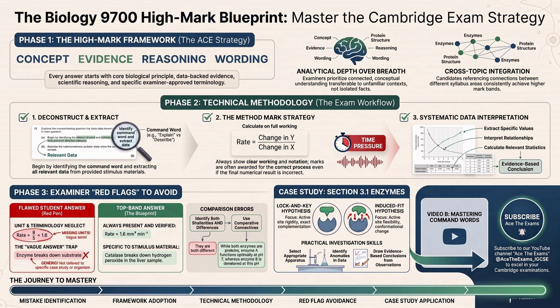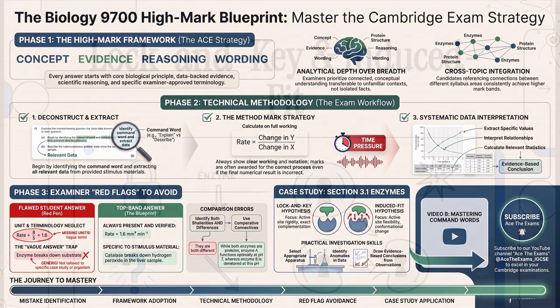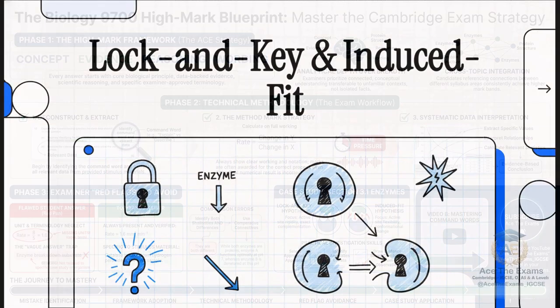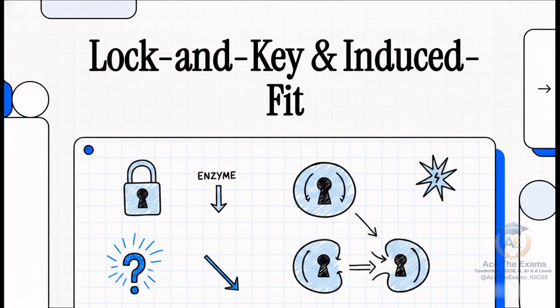Right, let's jump straight into this explainer, because honestly, we've got a major issue to address today. Every single year, literally thousands of Cambridge Biology 9700 students bleed crucial marks on topic 3.1, the lock and key and induced fit hypotheses. And you know what the most tragic part is? They aren't losing these marks because they don't understand the biology.